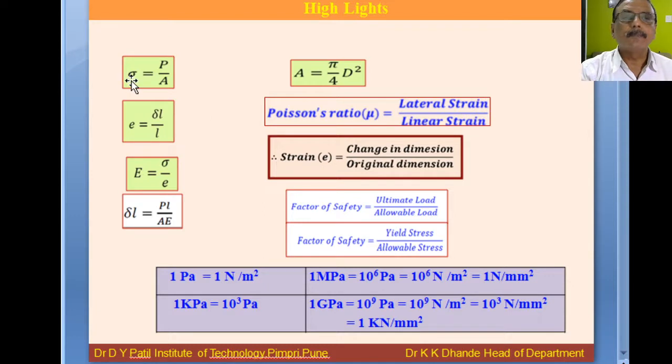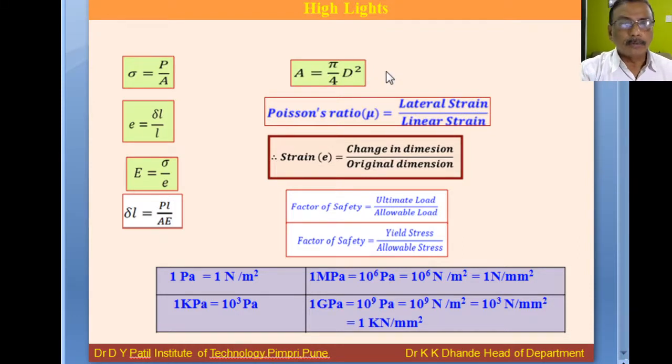First formula is sigma, that is stress, is equal to load upon cross sectional area. It means sigma is equal to P by A. Sigma is denoted stress, P is load and A is cross sectional area. Cross sectional area for the solid bar we may calculate as pi by 4 into d square.